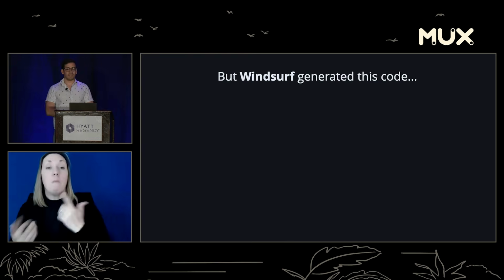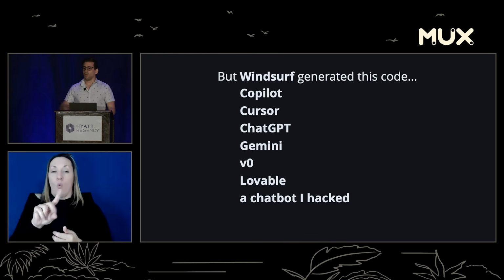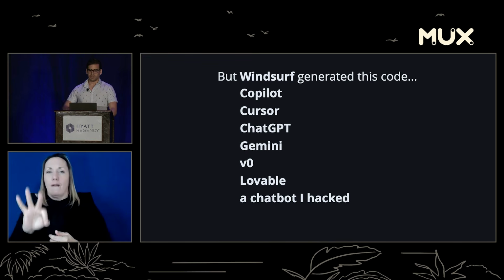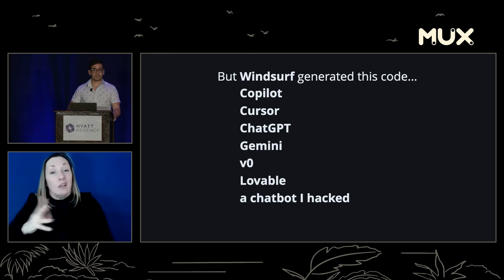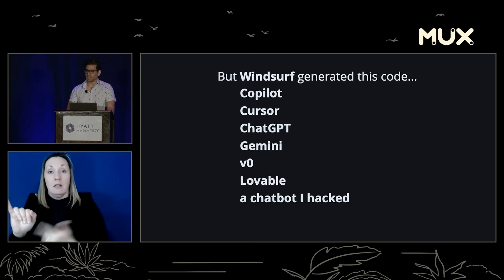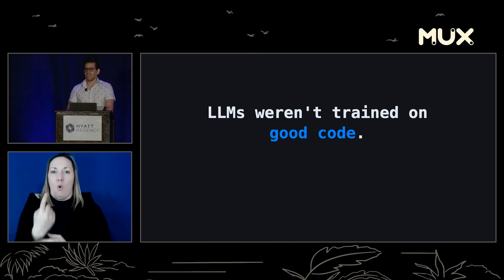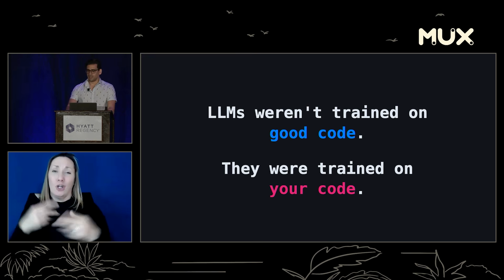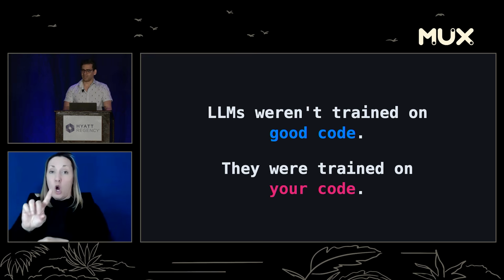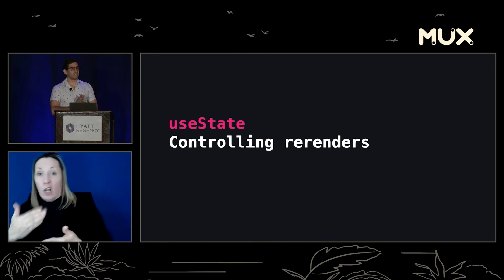But you might also be thinking, hey, Windsurf generated this useState, useEffect code, or whatever else you're using, Copilot, Cursor, etc. And so you might think it's fine, right? It's because AI is smarter than us. But I need you to understand something, and this is pretty much going to be the only AI thing I post today. LLMs weren't trained on good code. They were trained on your code, okay? So I'm not saying your code is bad or good, but anyway, all right, so let's jump into useState.